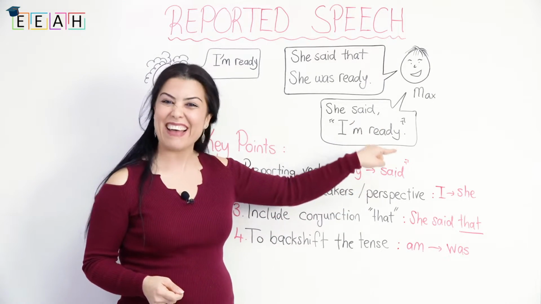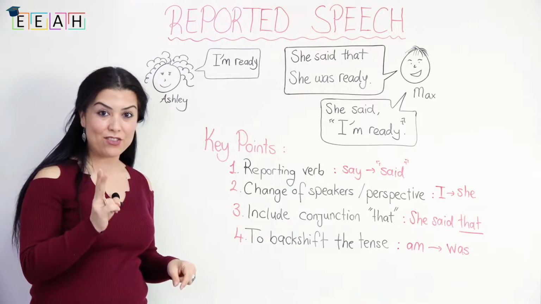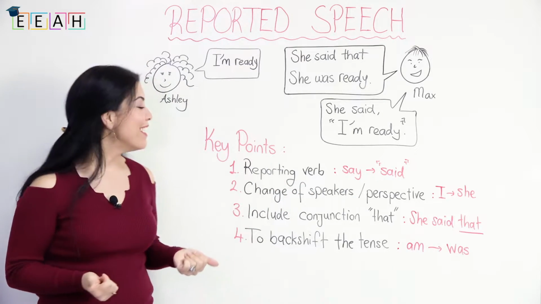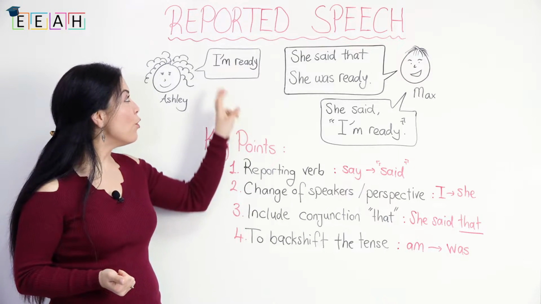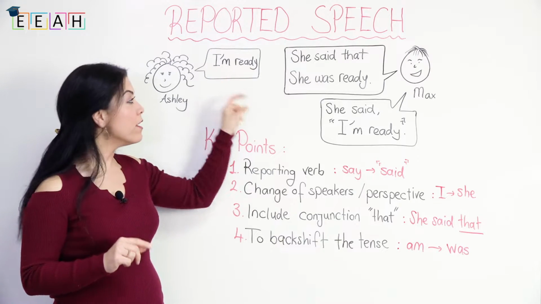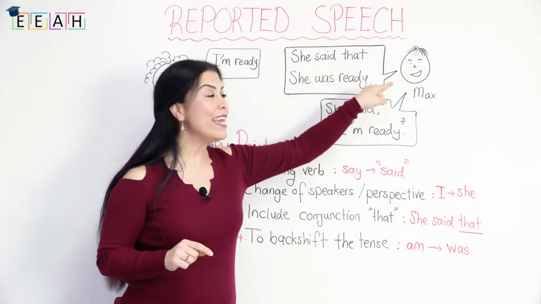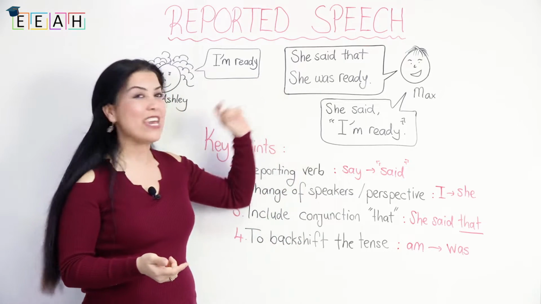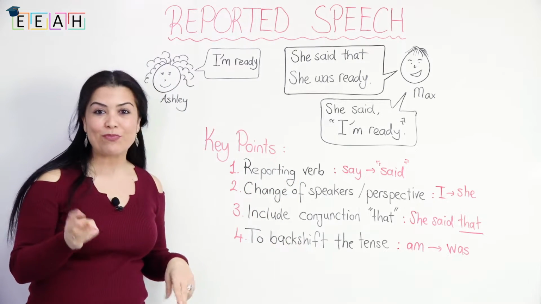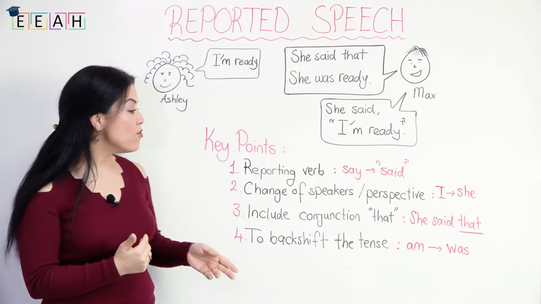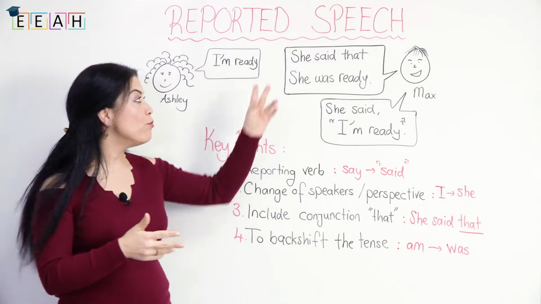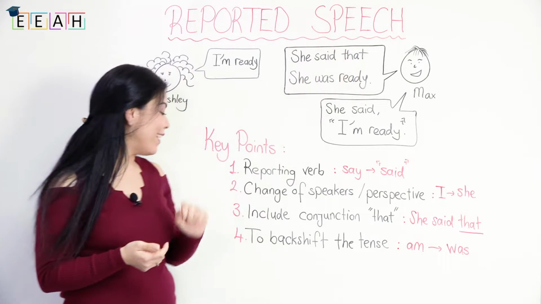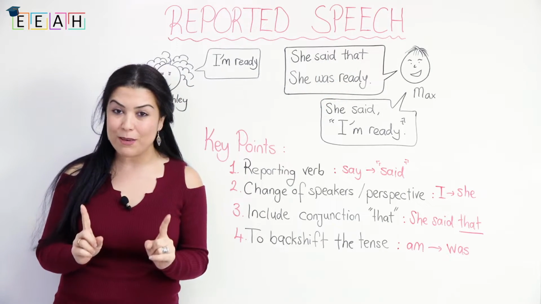She said that. The second thing that changes is the speaker. Yes, the perspective changes. So look at this example. We don't say I anymore. She was ready. So he is telling me about her. So he has to say she. Number 3. We need to include the conjunction that to connect the two parts together, right? So she said that.